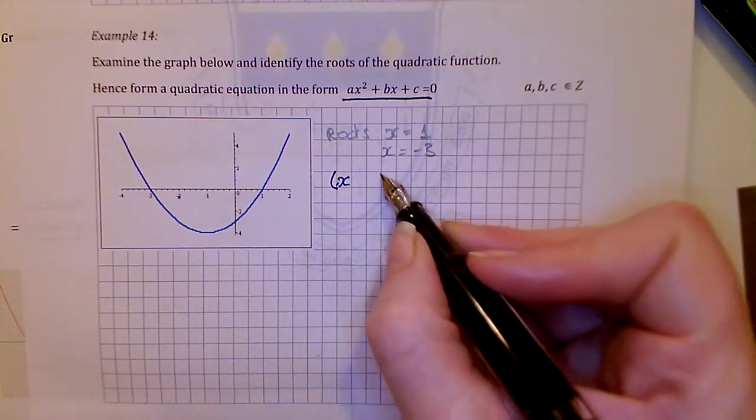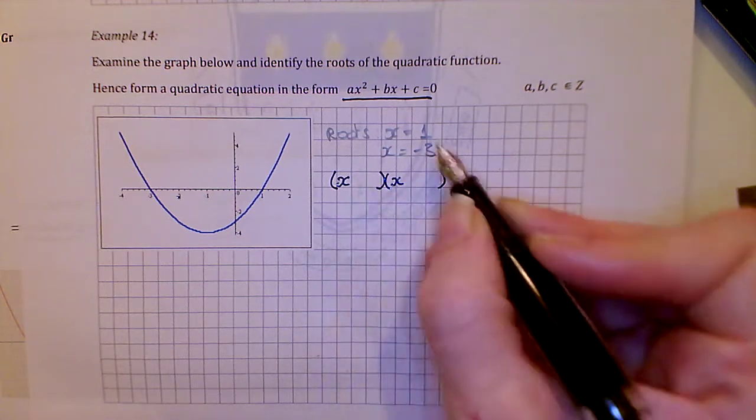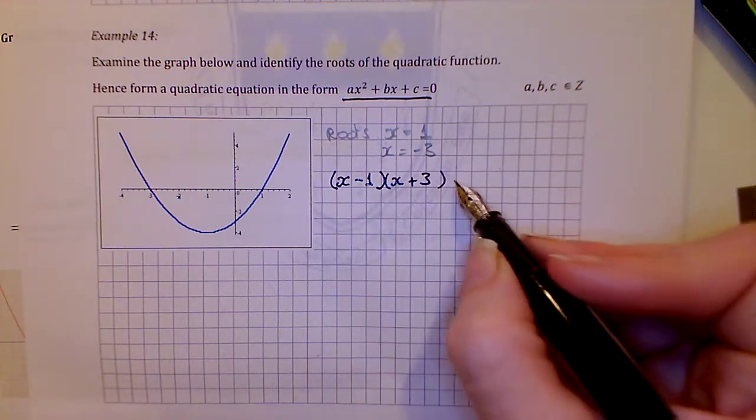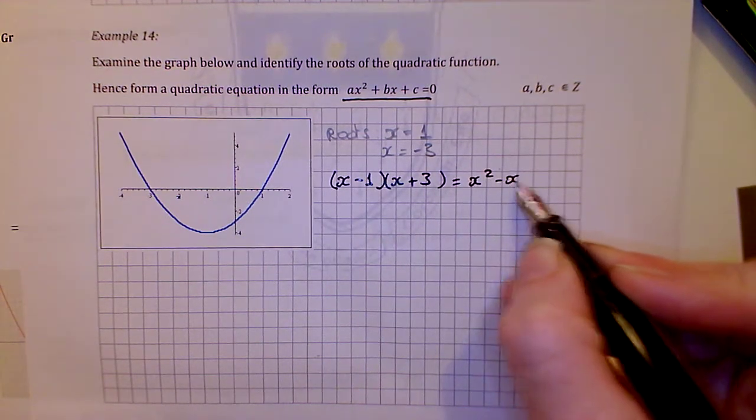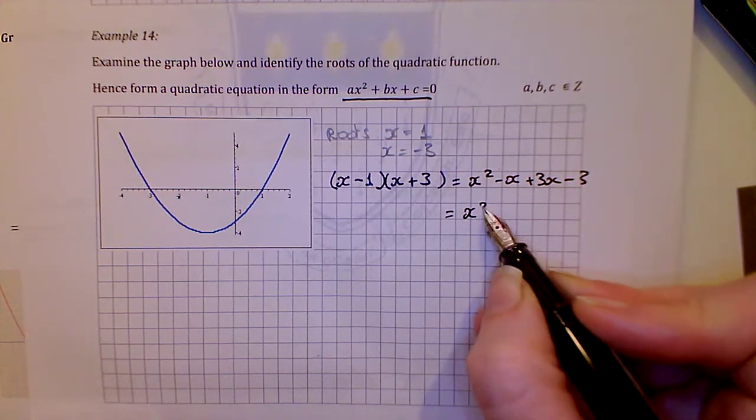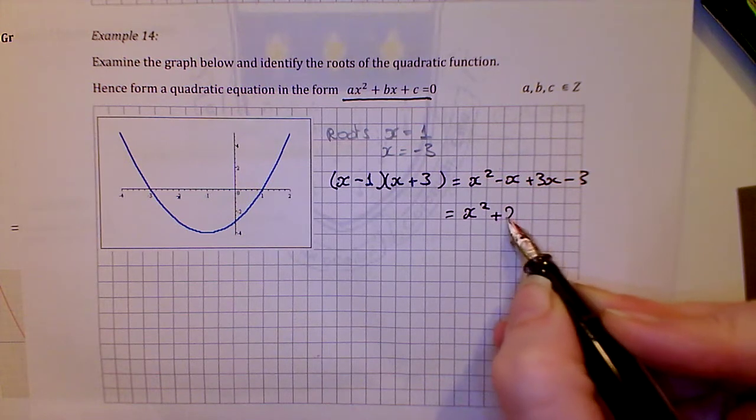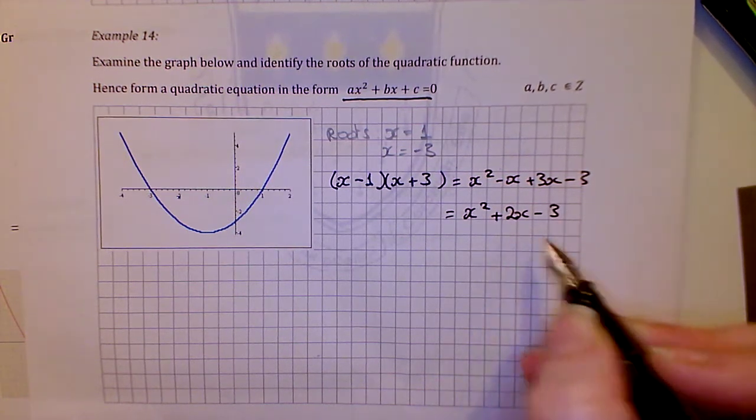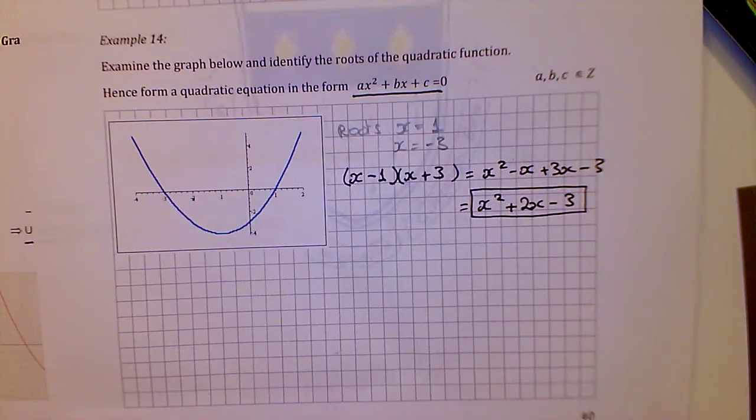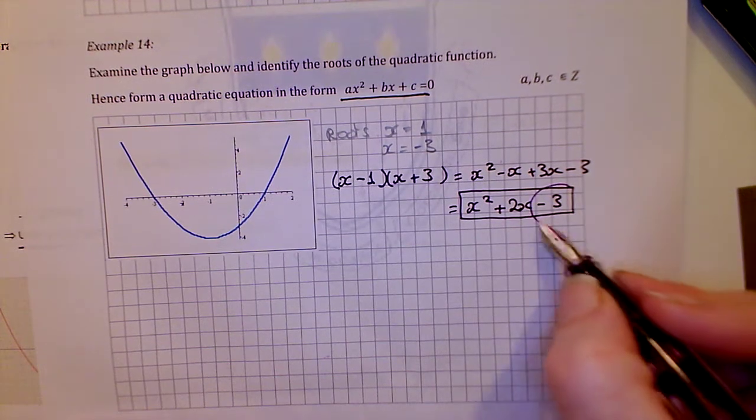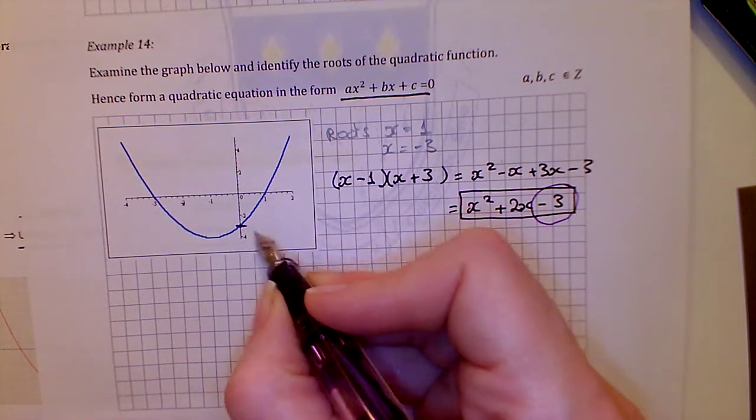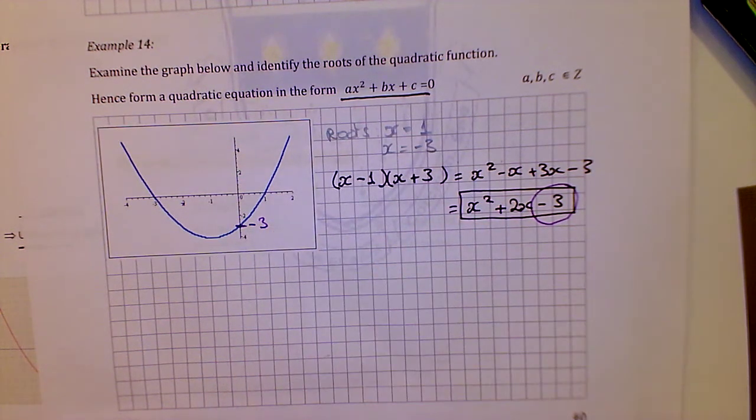So if the roots are 1 and -3, the factors are (x minus 1) and (x plus 3). And I multiply out those brackets to get x squared minus x plus 3x minus 3, just multiplying out my brackets, and I've got x squared plus 2x minus 3. So the last thing I want to check is, is this correct? And how do I do that? I look at the constant. So the constant tells me where it should intercept the y-axis, and sure enough, it's going through at -3.